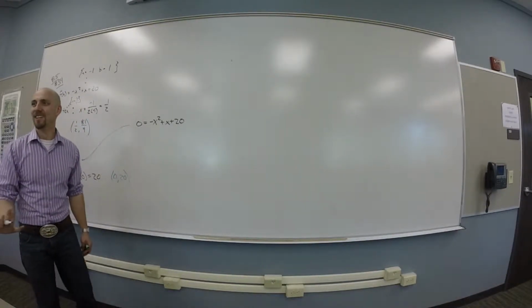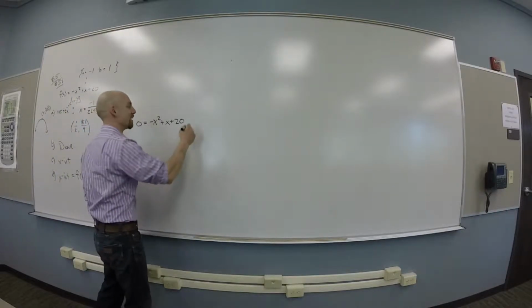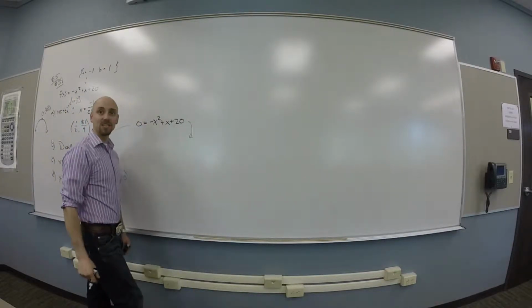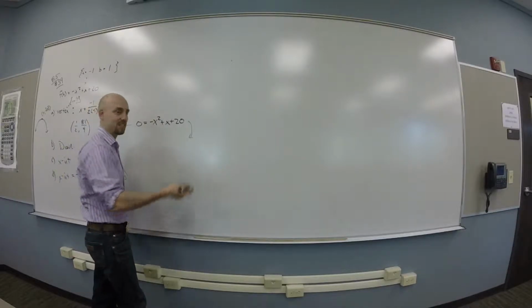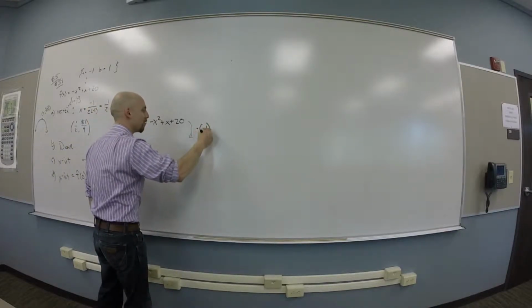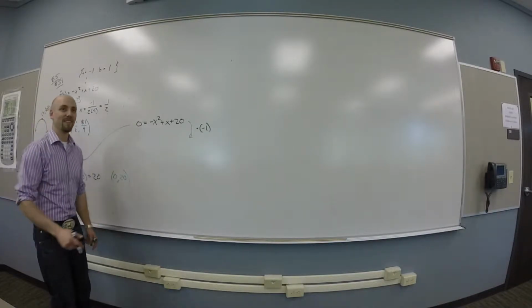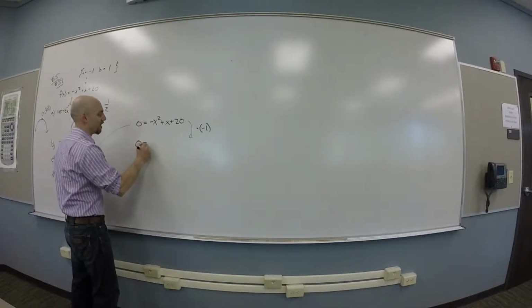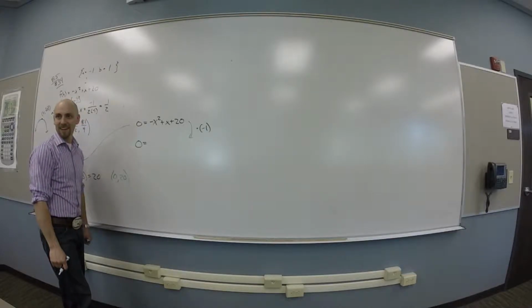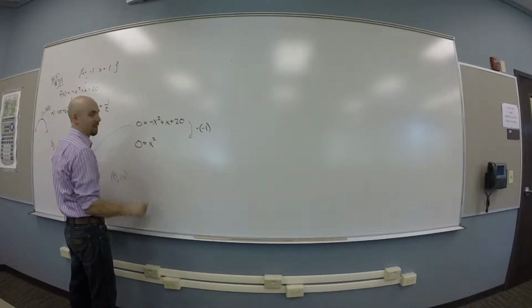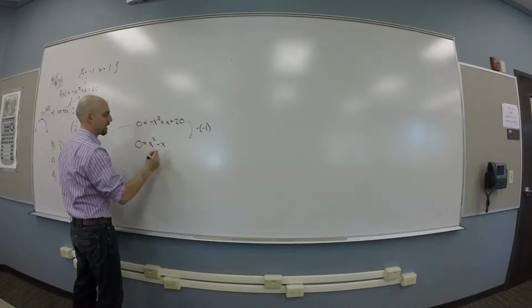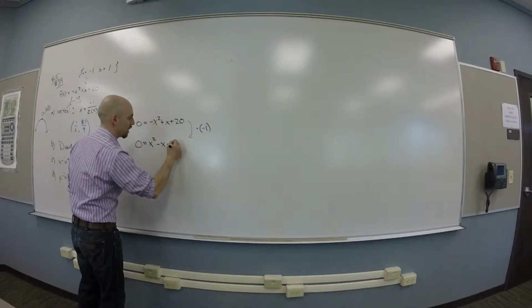You guys see that? Dividing and multiplying by -1 are the same thing. So really this step could read, flip the sign. I'm going to write it as multiply by -1, but divide by -1 is also fine. So you get 0 is x squared minus x minus 20.